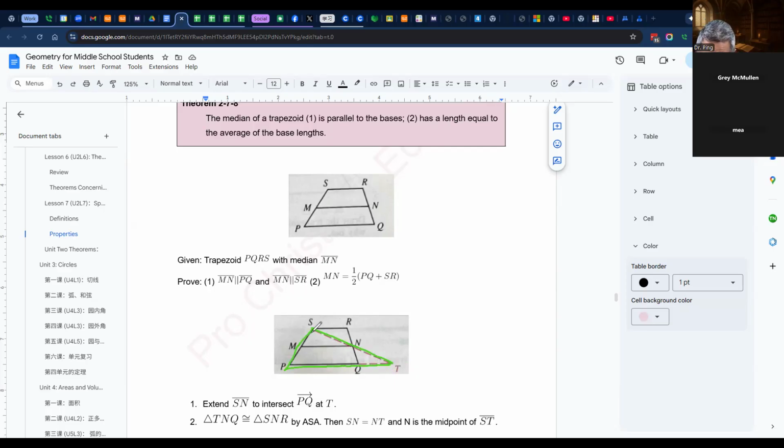Then we can use the properties we learned earlier about triangles, because this and this are middle points, and we learned that in a triangle, if we connect the middle points, this line is going to be parallel to the base. And because PQ is parallel to SR, we prove that MN is parallel to PQ, and also MN is parallel to SR. So that's the first thing we proved. Okay, we're all good on that one.